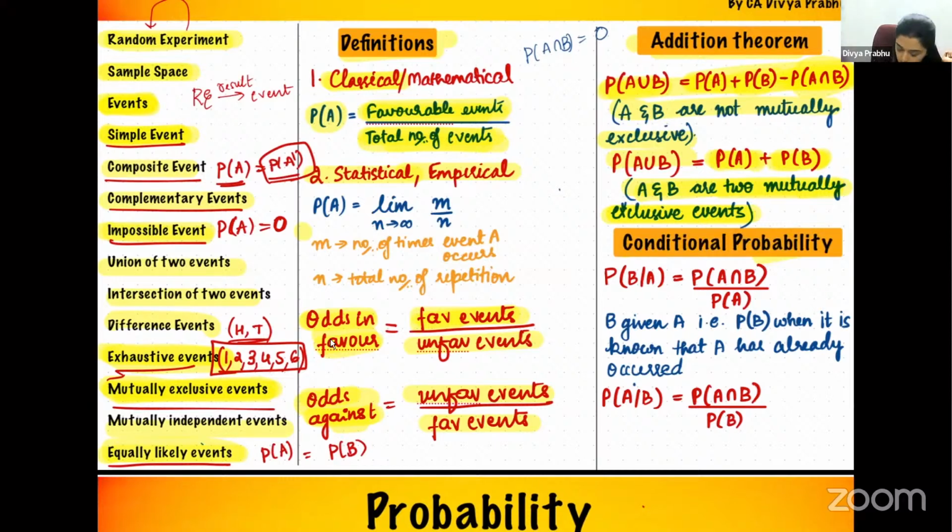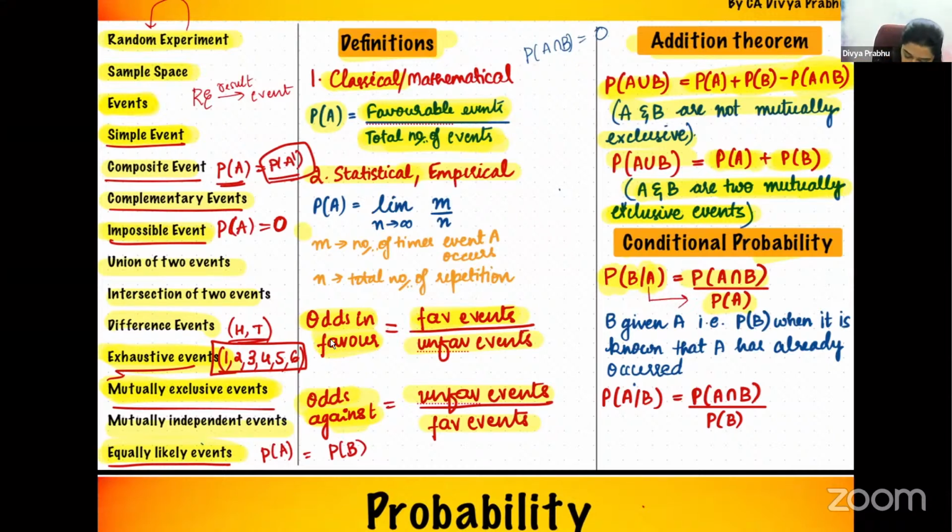You can see here, probability of occurrence of event B given that A has already occurred. This is how you read it. P of B slash A means probability of occurrence of event B when A has already occurred. So what is the formula? Probability of A intersection B divided by probability of A. Basically, the event which has already occurred, we write in the denominator. Here, A has already occurred. That's why it is probability of A.